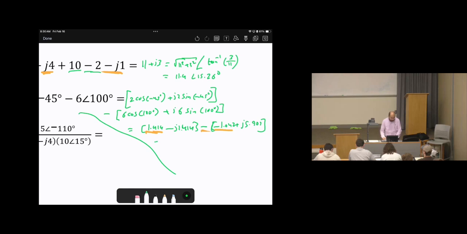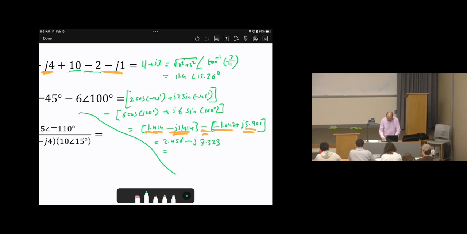So the answer for the real parts will be 2.456, because it will be converted to addition. Then for the imaginary part, minus J1.414, and for the second one there is a minus here and a positive, so it will be negative J. Then 1.414 plus 5.909 will make it 7.323. That's in rectangular coordinates.